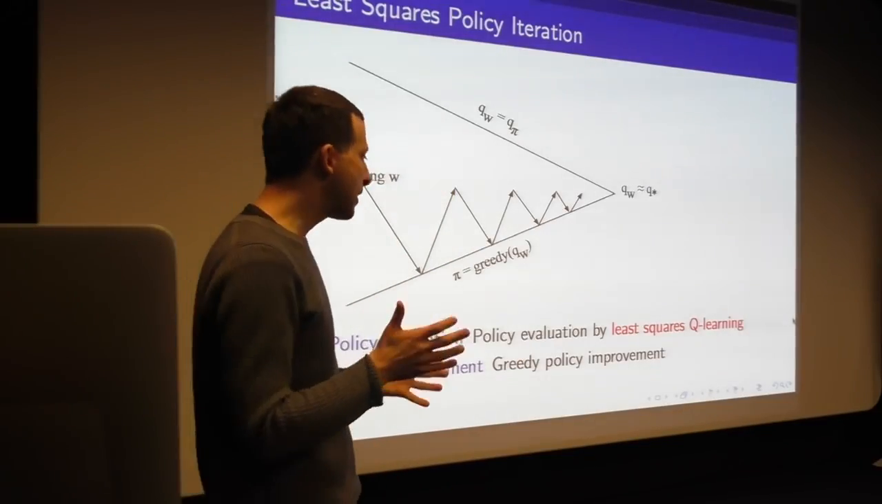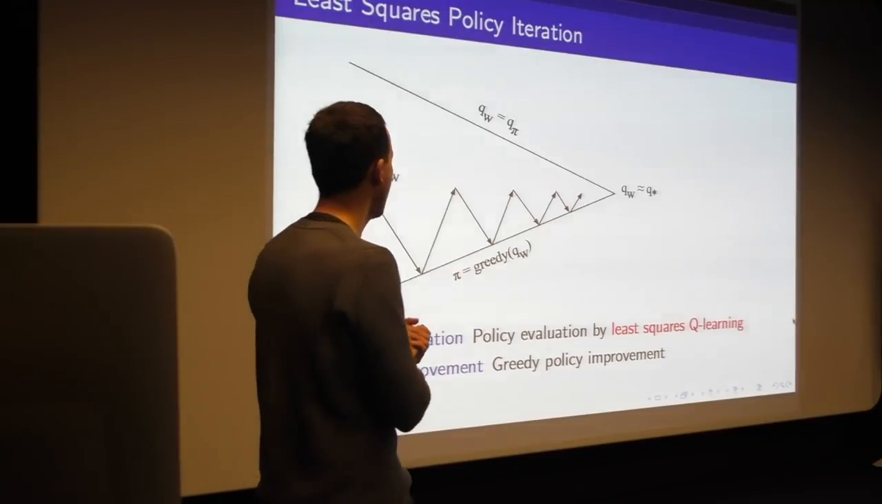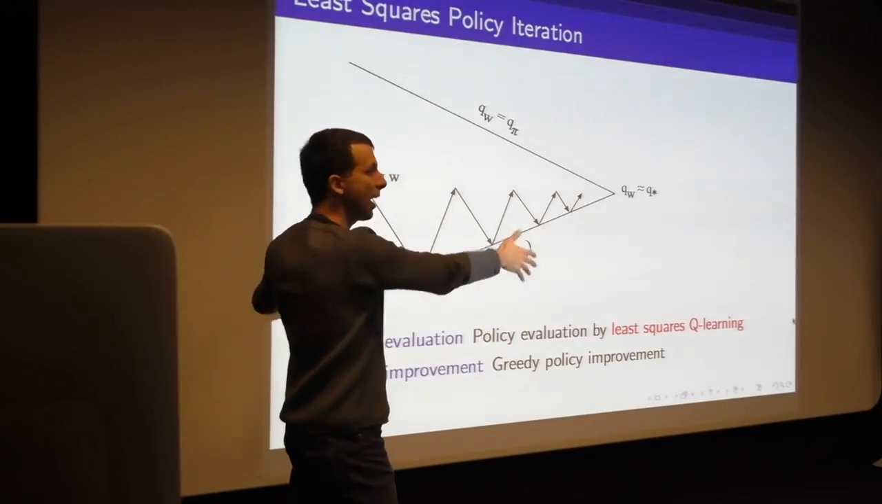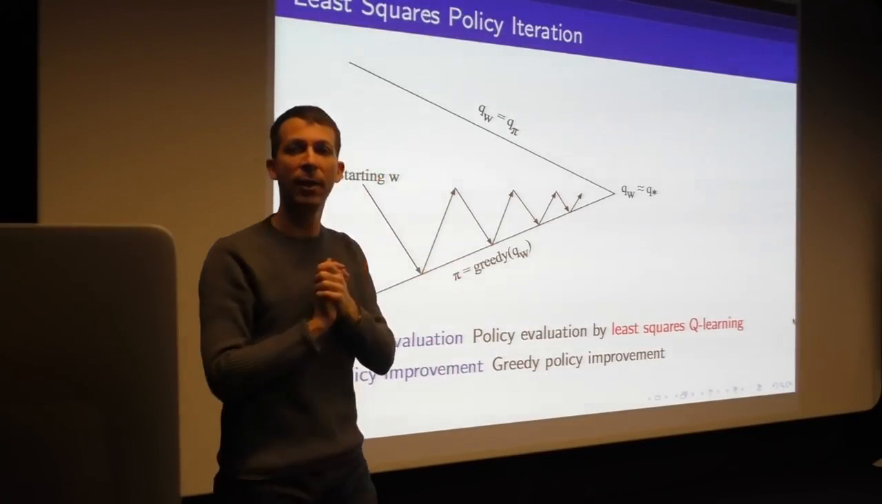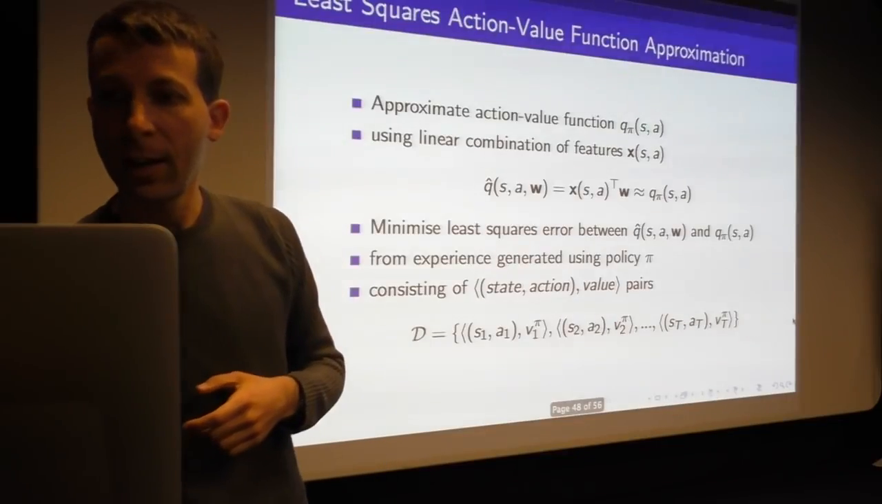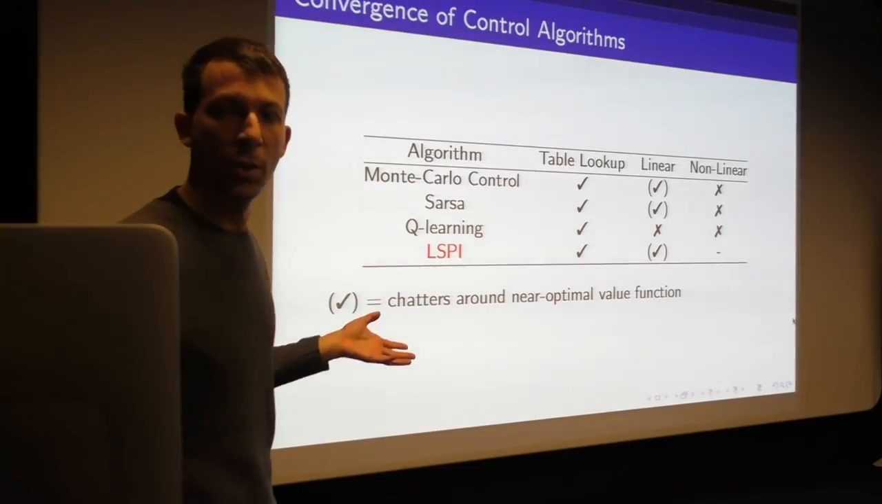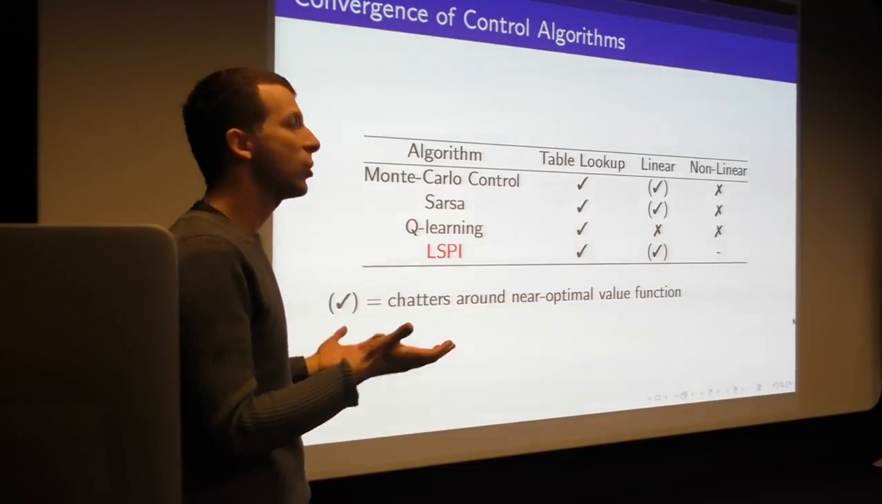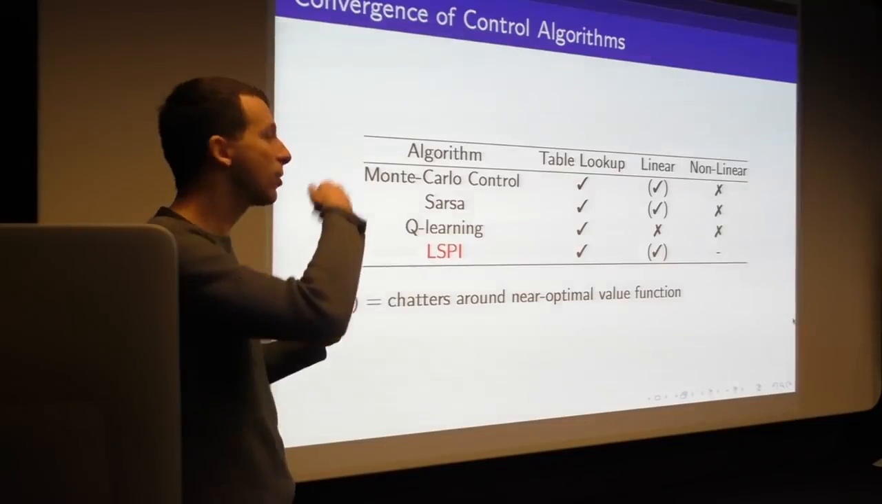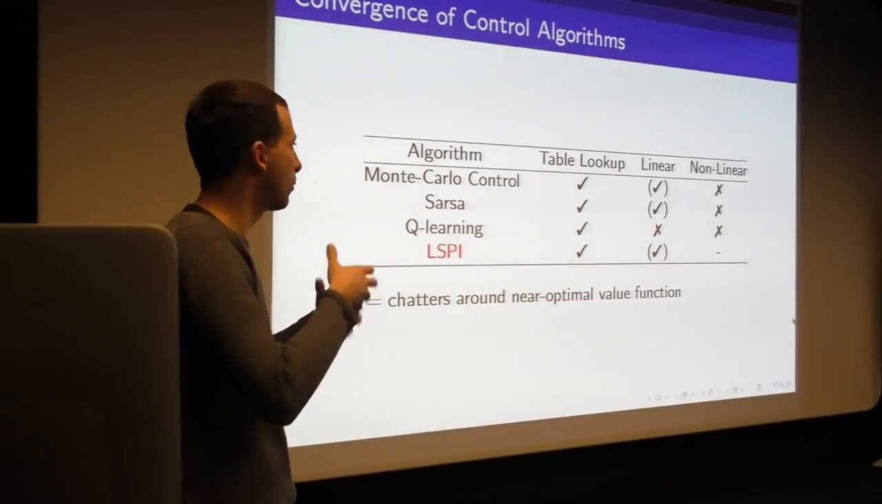So there's a few more details in the slides which outline a little more detail on this algorithm. It's called least squares policy iteration, and it shows that you still have some issues. When you move to control, this still can chatter, so it's not like this solves all the convergence issues.